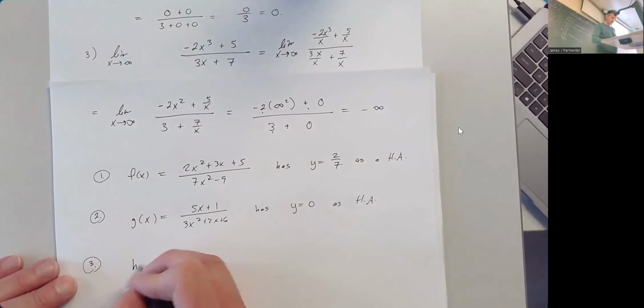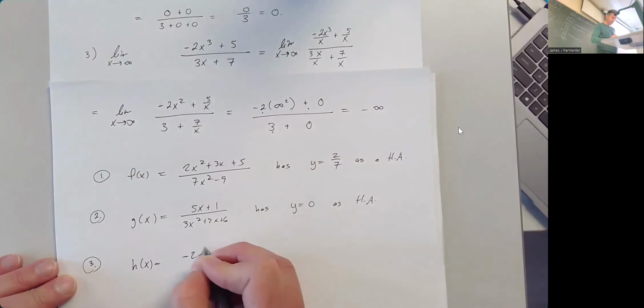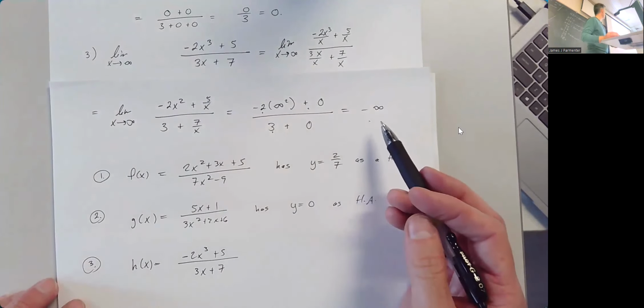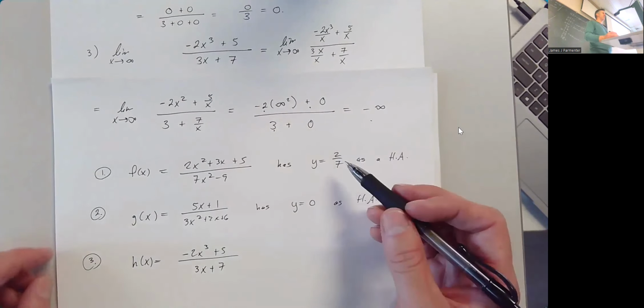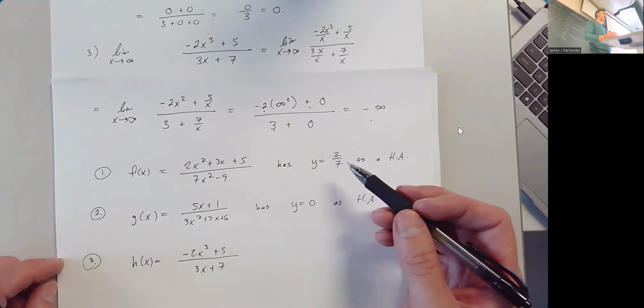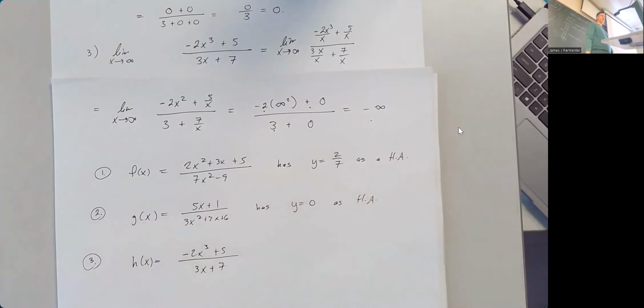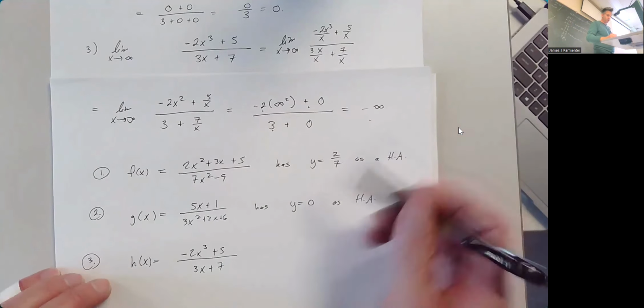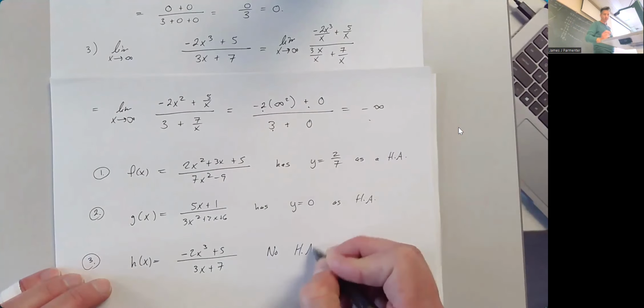And then thirdly, the function h of x equal to negative 2x cubed plus 5 over 3x plus 7. Well, the limit was negative infinity. Can we draw the horizontal line y equal to negative infinity? I mean, from my tone, clearly the answer is no, right? There's no horizontal asymptote here. The function just, as you go out to the right, just keeps getting more and more and more negative. So when your limit is infinity or negative infinity, we get no horizontal asymptote.